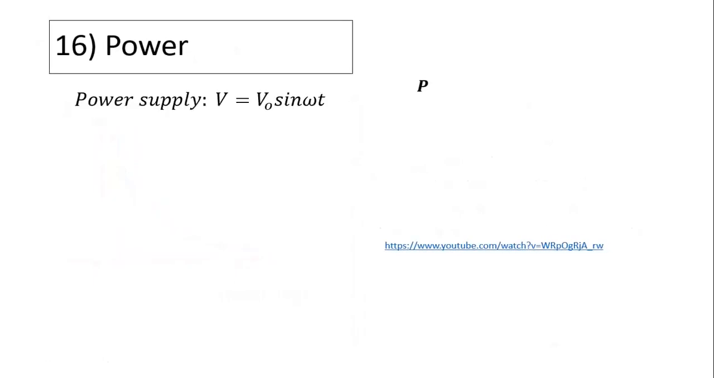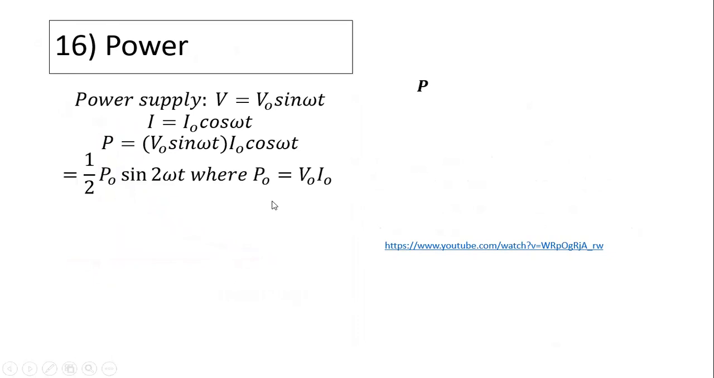Power. There's your voltage supply, and that's your current that we have derived. For power we just multiply I times V. Since V is V naught sine omega t and I is I naught cos omega t, place in the sine omega t cos omega t. With V naught I naught, P naught equals V naught I naught over 2. So it's half.